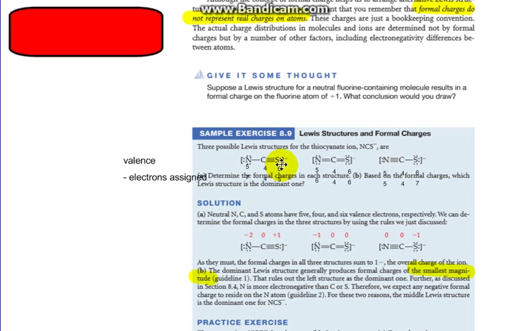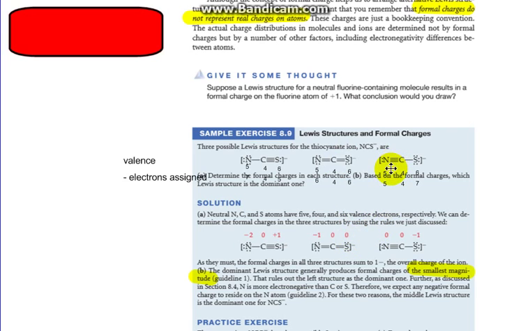This sulfur, we have 1, 2 that are not bonded, and then 1 from each of the bonds: 1, 2, 3, plus 2 is 5. 6 minus 5 is +1. Over here, this nitrogen has 1, 2, 3, 4, then 2 more from the bonded parts, 5, 6. 5 minus 6 is -1. Carbon has 1, 2, 3, 4 that are bonded, so 4 minus 4 is 0. And then sulfur: 1, 2, 3, 4, and then the bonded ones, 5, 6. 6 minus 6 is 0.